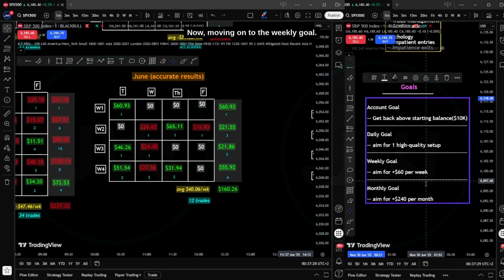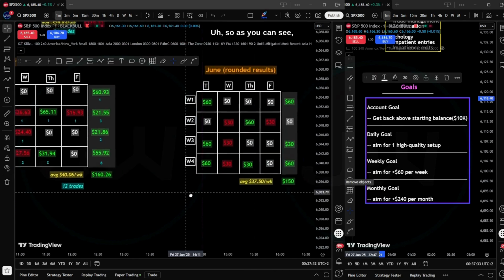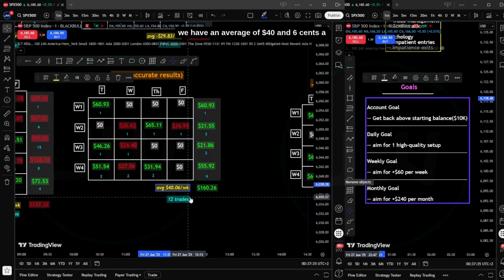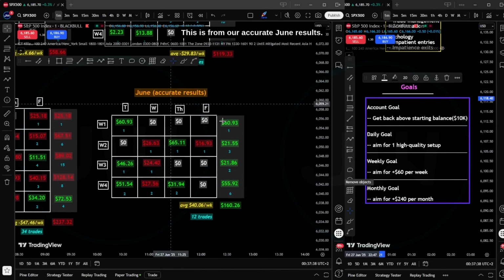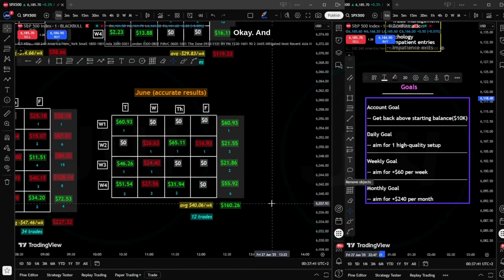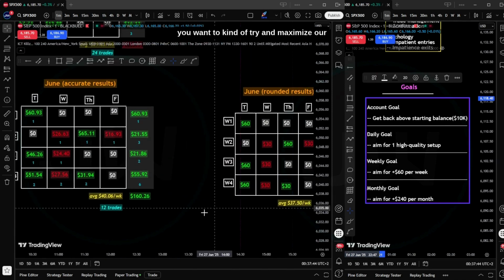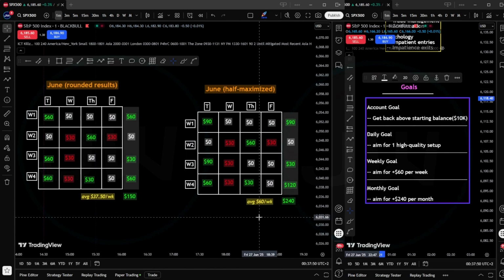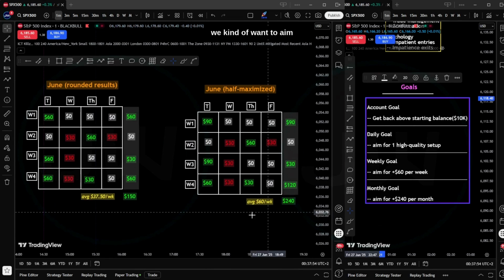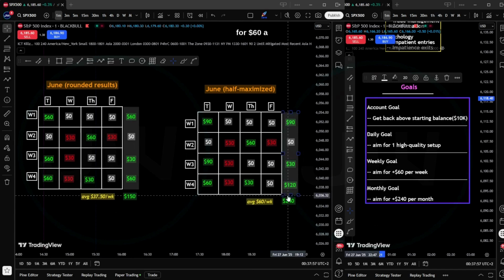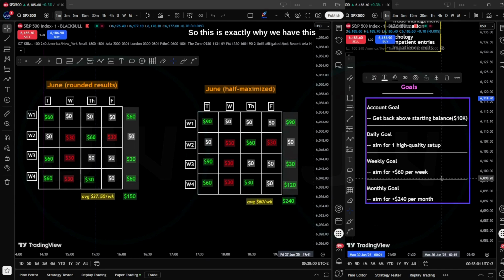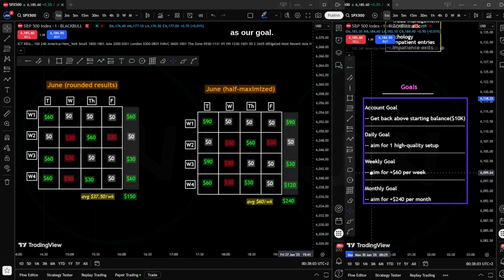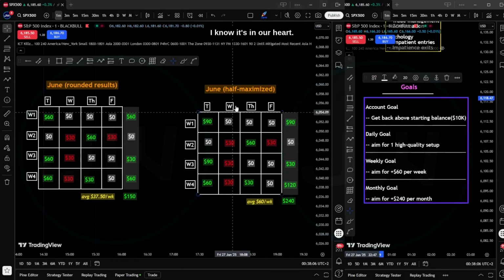Now moving on to the weekly goal. As you can see, we have an average of $40.06 a week. This is from our accurate June results, okay? And we want to try and maximize our profits. And what does that look like? Well, we want to aim for $60 a week. So this is exactly why we have this as our goal.